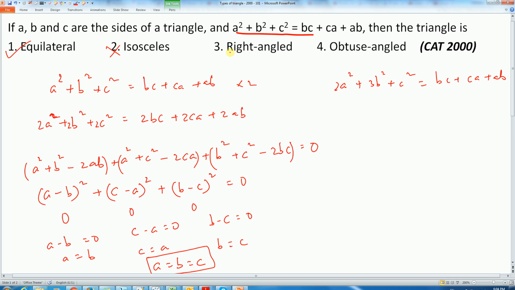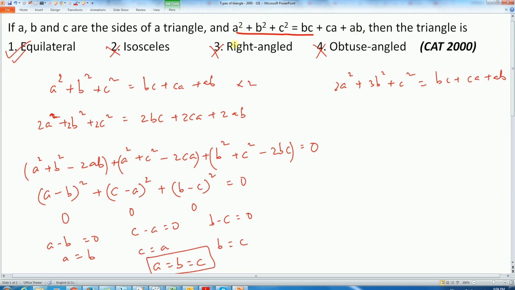Right angle triangle again is not a symmetrical figure, because the hypotenuse is larger than the other two. Even if it is an isosceles right angle triangle where two sides are equal and the third side is the hypotenuse, the hypotenuse is definitely different from the two other sides. Cannot be my answer. Obtuse angle, again it's not a symmetrical figure. The largest side opposite to the obtuse angle is larger than the other two. Cannot be my answer. Equilateral is the only triangle which is symmetrical in nature. So for a symmetrical expression I can only get a symmetrical figure. So my answer can only be equilateral triangle.